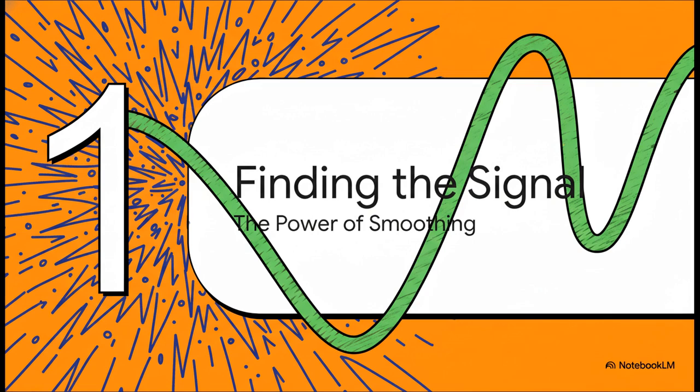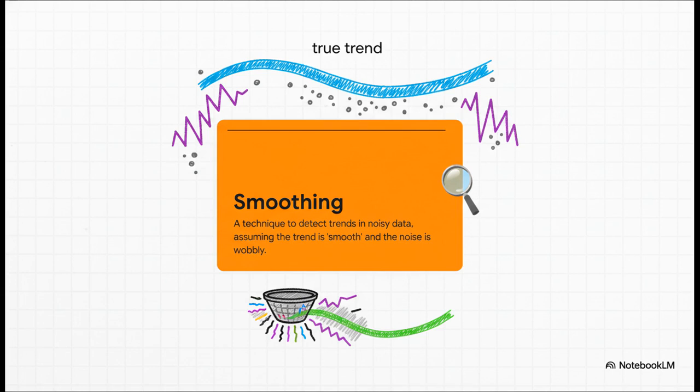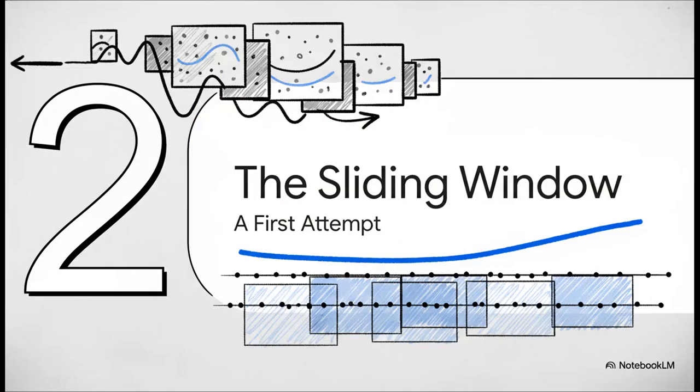All right, first up, let's talk about finding the signal and the really powerful idea behind a technique called smoothing. Smoothing is all based on one core idea. We just assume that the true trend we're after moves smoothly, like a gentle curve. The noise, on the other hand, is all wobbly and erratic. And if we make that one assumption, we can actually design methods to filter out all those wobbles and reveal the smooth trend underneath. So how do we actually do this?